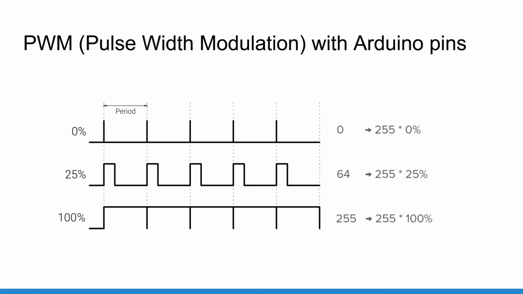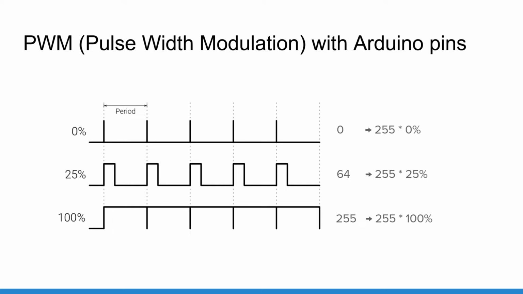So here we have 3 examples. First, with a duty cycle of 0%. This means that the signal will be high 0% of the time. Thus, the signal is always low. In practice, this is the exact same as just using digital write with low. If we look at the third example on the bottom, here we have a duty cycle of 100%. That means that the signal will be high 100% of the time. Thus, the signal is always high. In practice, this is the exact same as just using digital write with high.